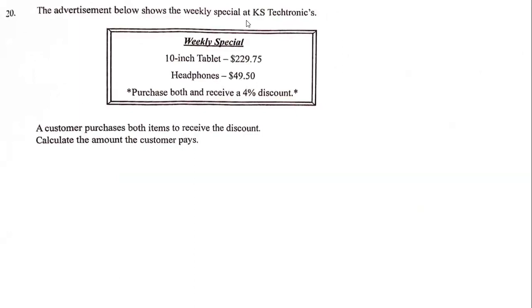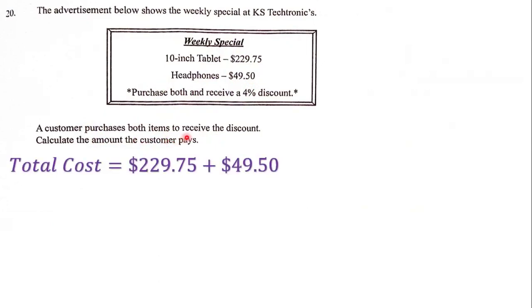This one says that the advertisement below shows the weekly special at KS Tektronix. Weekly special: 10-inch tablet, $229.75. Headphones, $49.50. If you purchase both, you receive a 4% discount. So a customer purchases both items to receive the discount. Calculate the amount the customer pays. The customer is gonna get a 4% discount because the customer purchases both items.